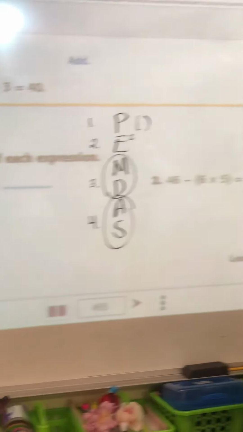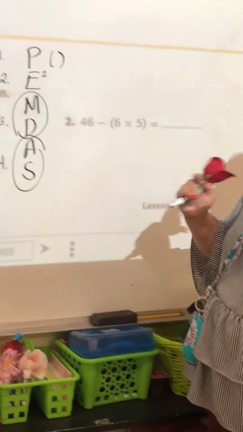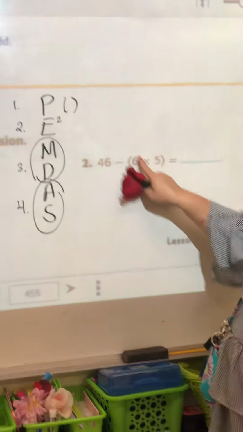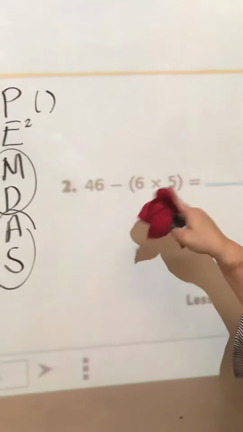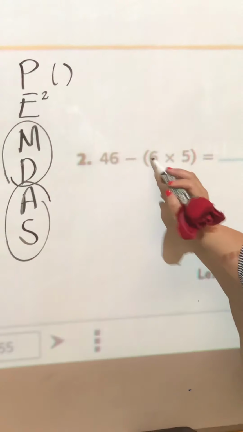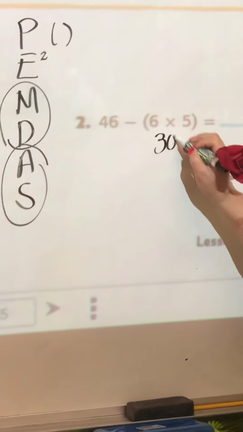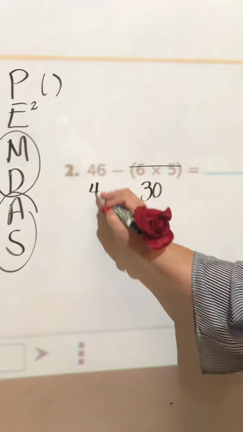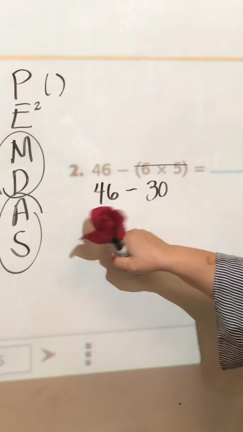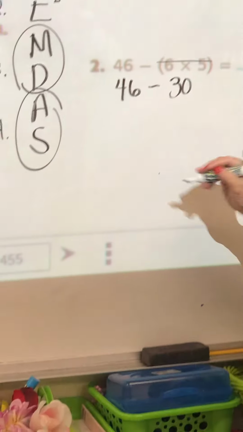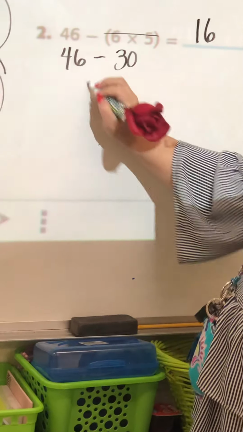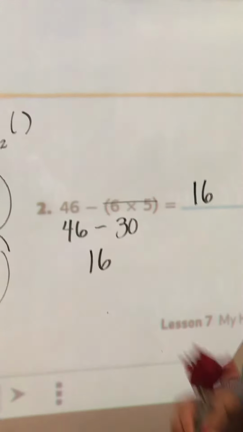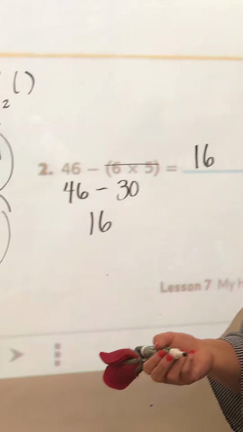So let's look at this equation and evaluate it. I see a minus sign and a times sign, but I first also notice parentheses. I have to do the parentheses first. 6 times 5 is 30. So I've dealt with this information here. Now I've got to bring everything else down. Now I've got 46 minus 30. 46 minus 30 is 16. That's your answer. Now I'm going to give you a little bit of homework help with the word problems on the back.